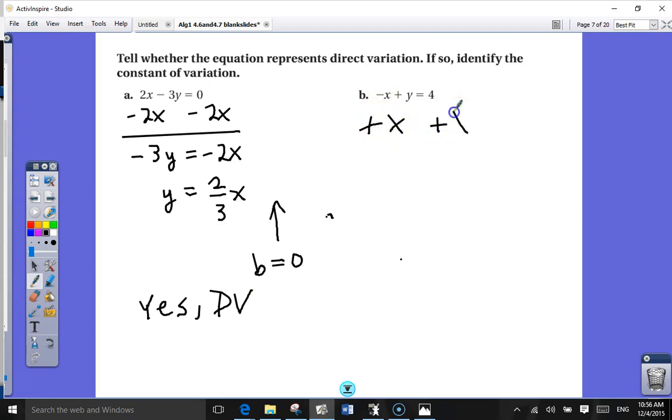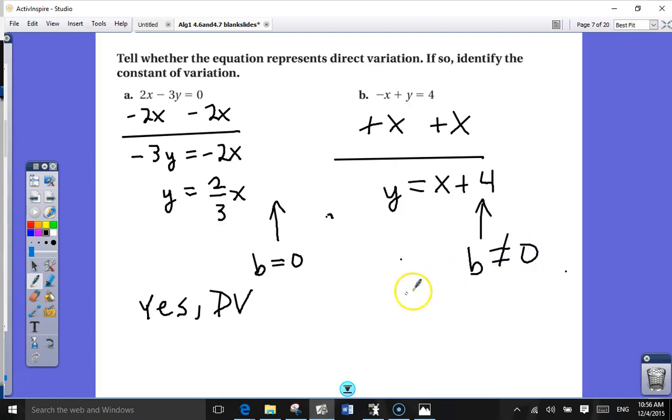Add x. Add x. Y equals x plus 4. So, is it a direct variation? And you say, no, because the b does not equal 0. So, not a direct variation.